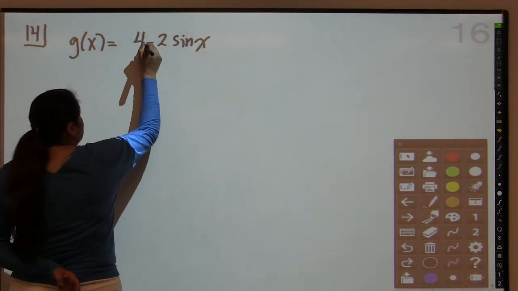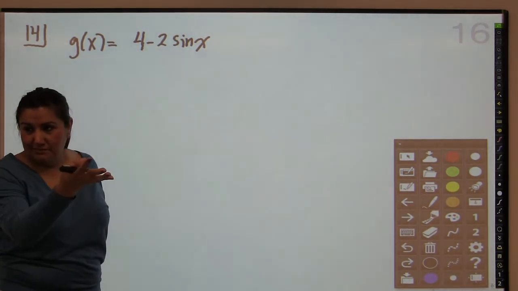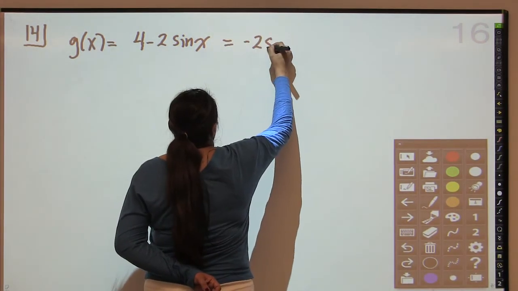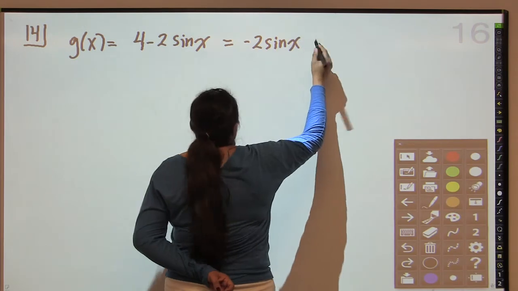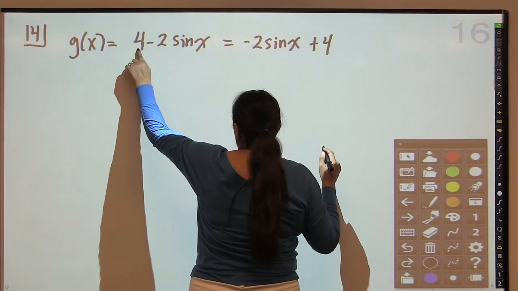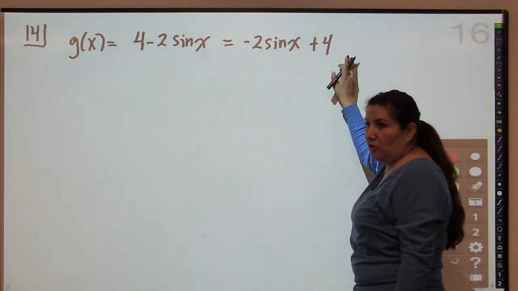One thing I hate about the book is how they put the 4 in front. So lame. D should be at the end. So if you want, you can just rewrite it as, really it should be negative 2 sine x plus 4. Because this is negative 2 sine x, negative sine x. This is positive 4, positive 4. But now it's in the right order. You know, it's a plus D. They don't usually put the D in front, okay?